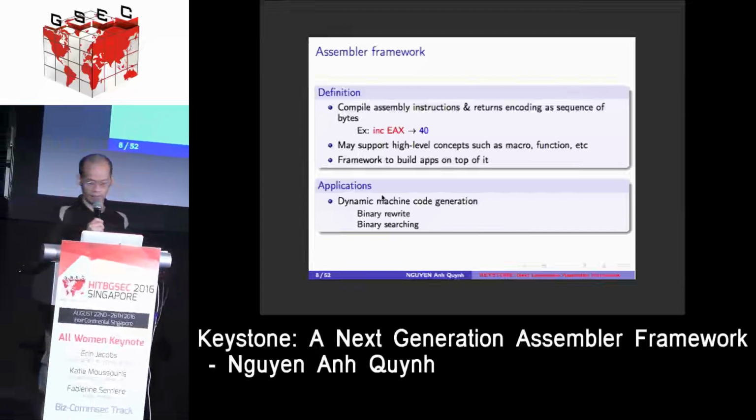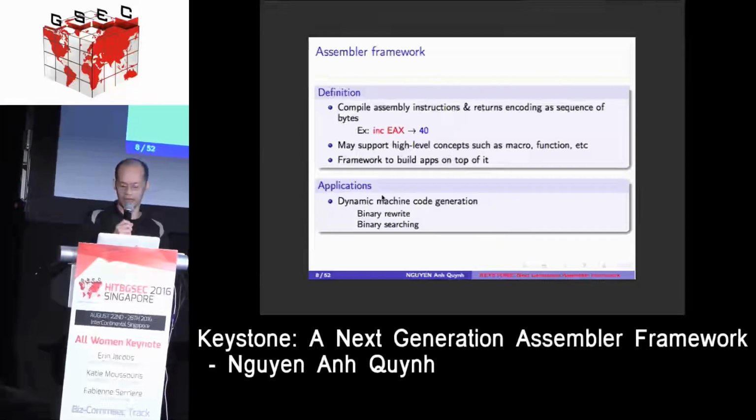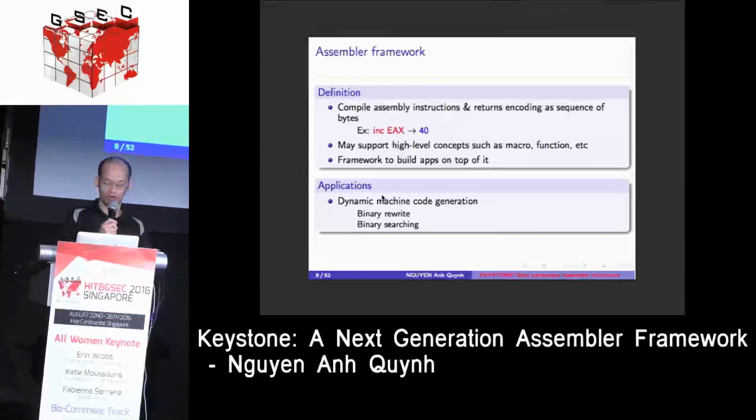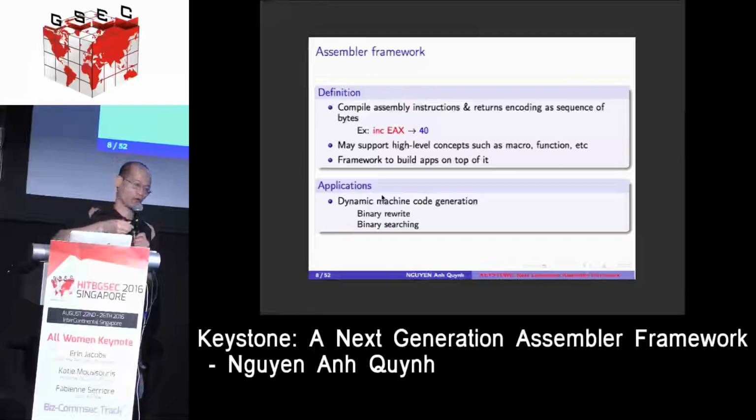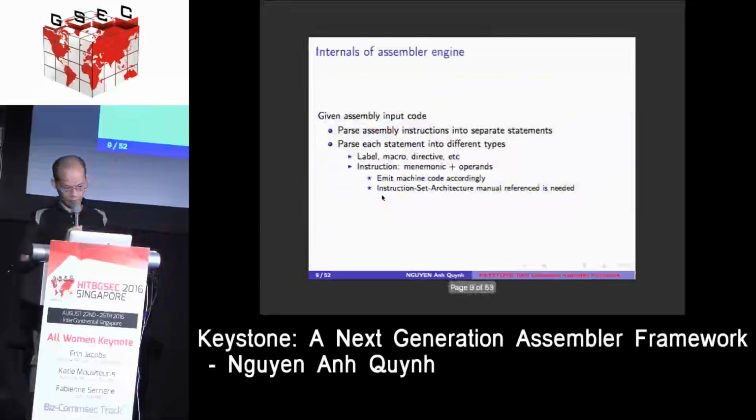The assembler might support high-level concepts like macros or functions. Here we want to emphasize frameworks. We do not want just a tool, but a framework, which allows you to build tools on top of it. Typically, reversing tools can use assembler frameworks to dynamically compile code at runtime, and as output you have a binary. The binary can be used for binary matching or binary rewriting, those kinds of applications.